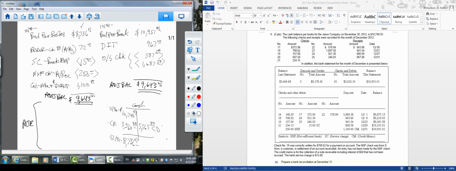Now, obviously, this is a real simple one. There's not much activity, but it's always the same stuff. There's just more outstanding checks, more deposits in transit, more transactions, maybe a number of NSF checks. So more stuff going on. But that's it, huh? So what's the adjusting journal entry going to be?